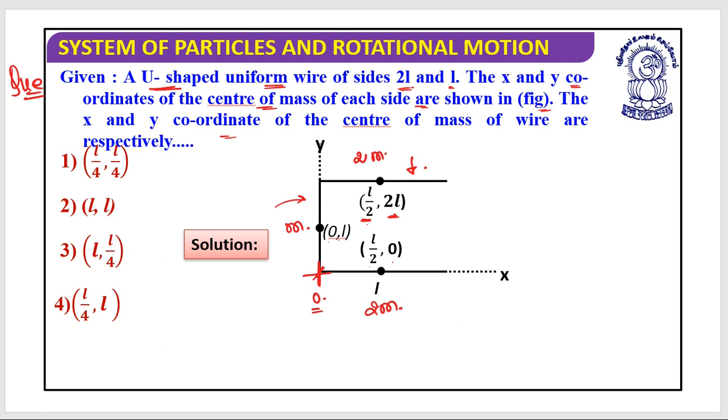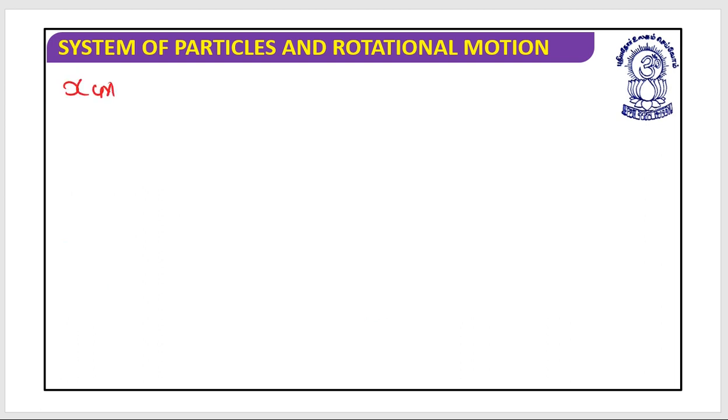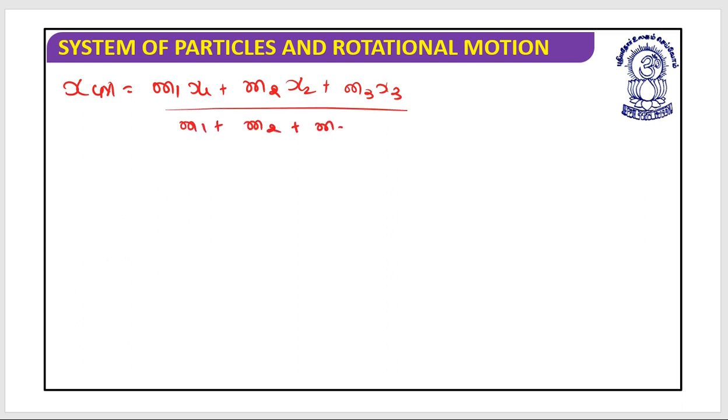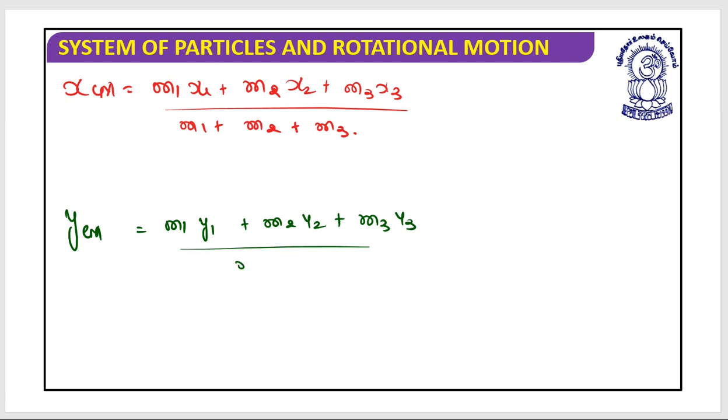So what you need to do is write down xcm, which equals m1 x1 plus m2 x2 plus m3 x3 divided by m1 plus m2 plus m3. And the same way write down ycm, which equals m1 y1 plus m2 y2 plus m3 y3 divided by m1 plus m2 plus m3. And that's it. Just put in the values and get it done.